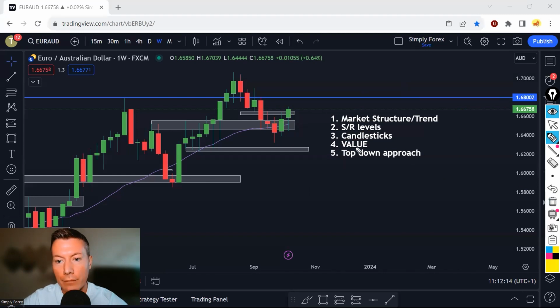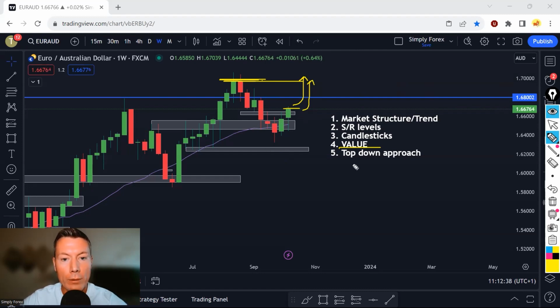And now this idea of value, guys. This idea of value is, do we have room to move into? And the answer is yes. Potentially, if we were a swing trader, which I'm not, I'm an intraday trader, then we potentially have room all the way back up to here. So there's some value in the trade.